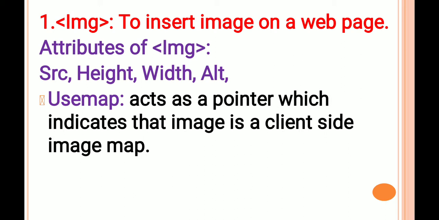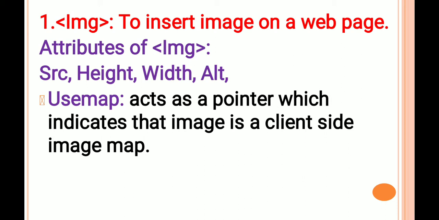Attributes of img tag. The first and compulsory attribute for img tag is src, which stands for source, which defines the path, or you can say address, or URL of a particular image which we want to insert on a web page. Next, height, which specifies the height of an image. Another one is width, which specifies the width of an image. Next one is alt, which provides alternate text.